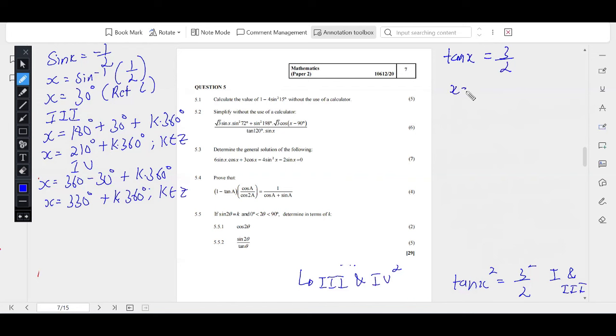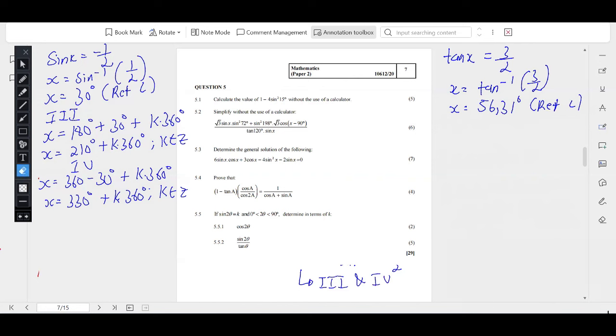To get the reference angle, again, I must say arctan 3 over 2. Then I get my reference angle as 56.31 degrees, rounded off to two decimal places. So I will say this is my reference angle. Then I must get my solutions in the first and the third quadrant.